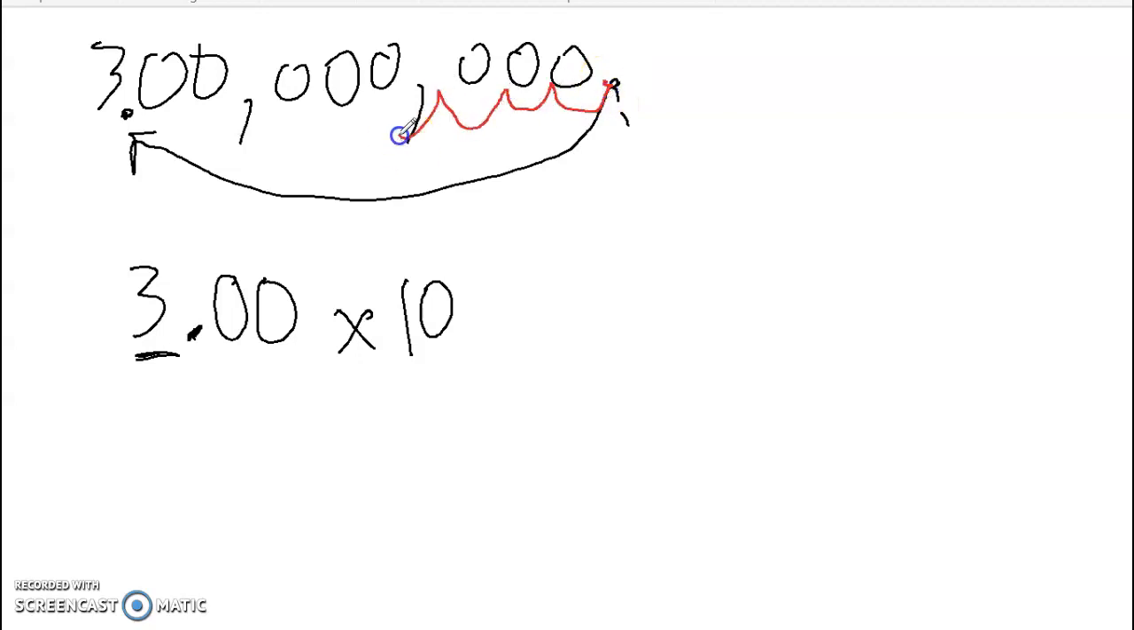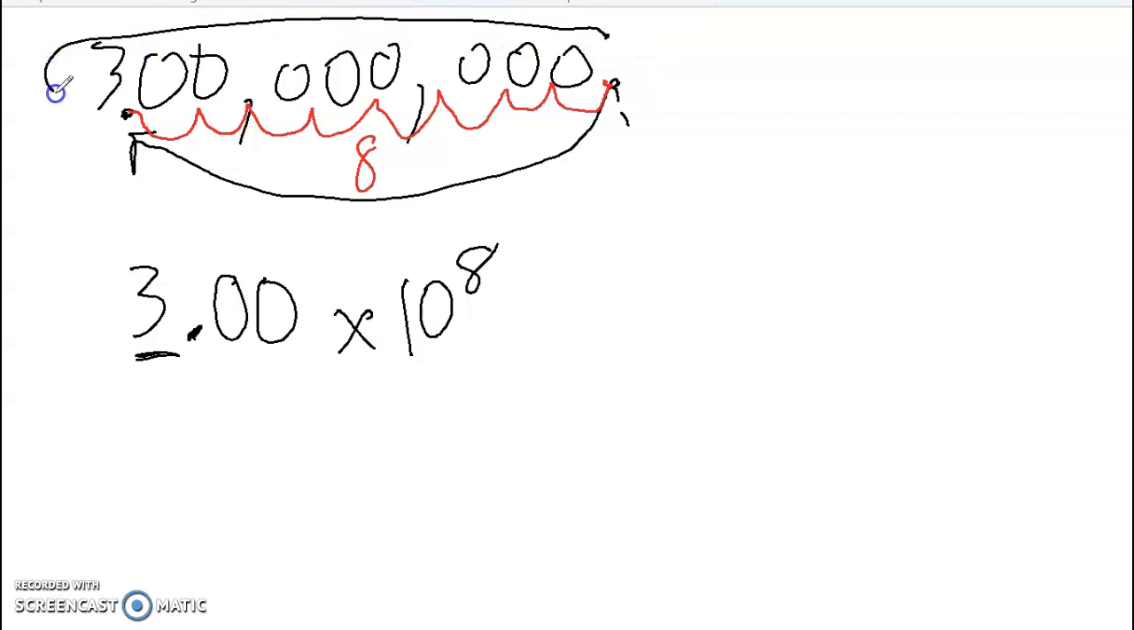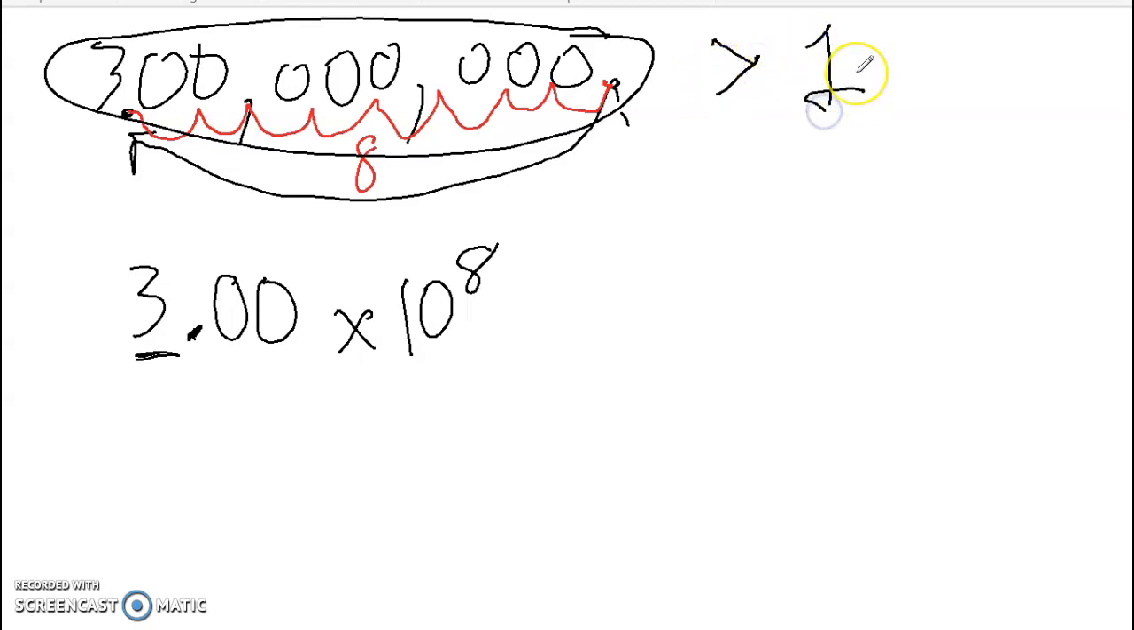1, 2, 3, 4, 5, 6, 7, 8. We moved it 8 times. And so my exponent is 8. I was starting with a very large number that was greater than 1. So that means my exponent equals a positive exponent.